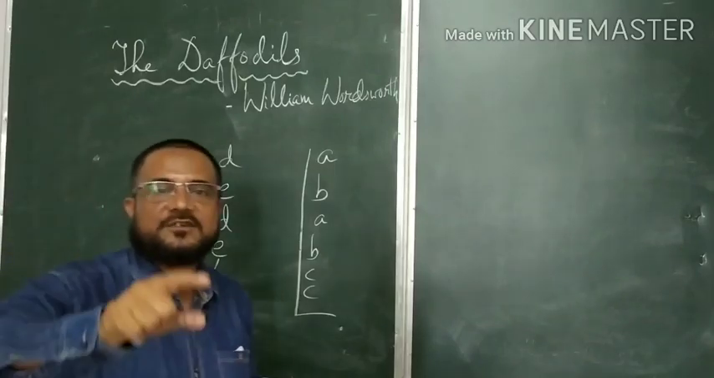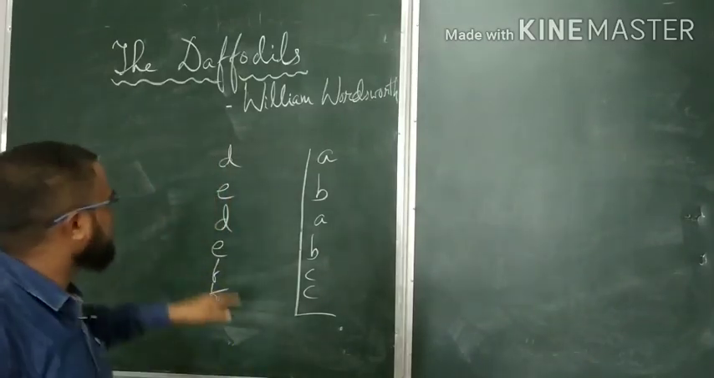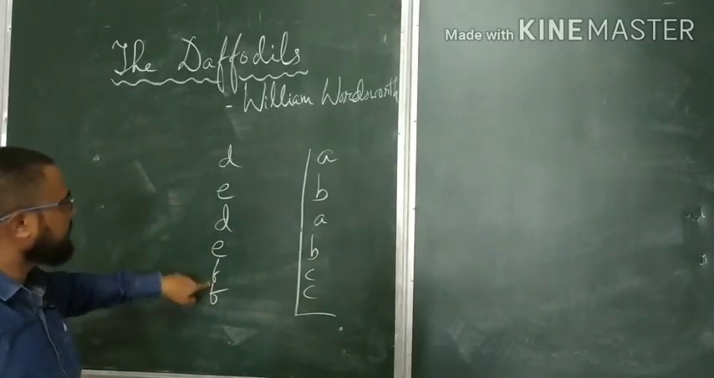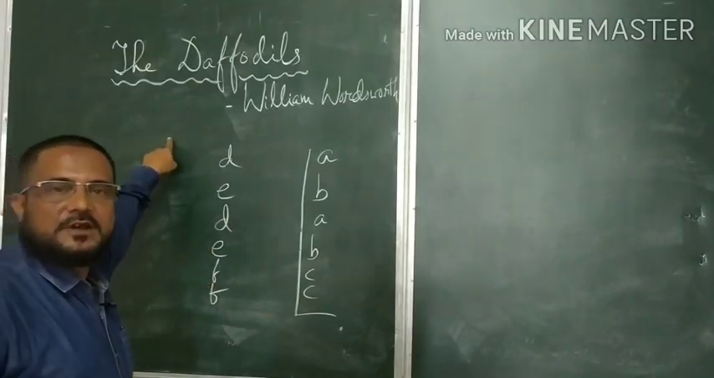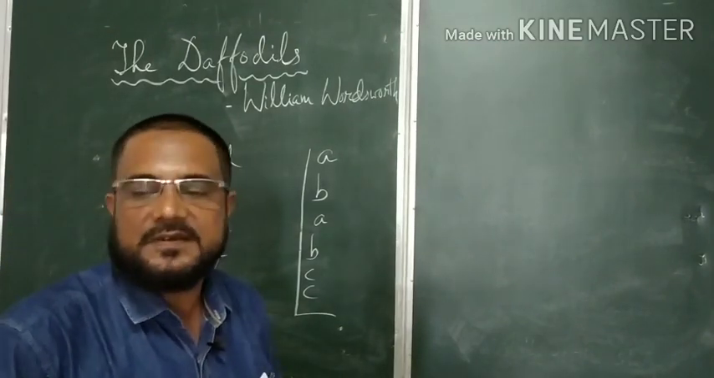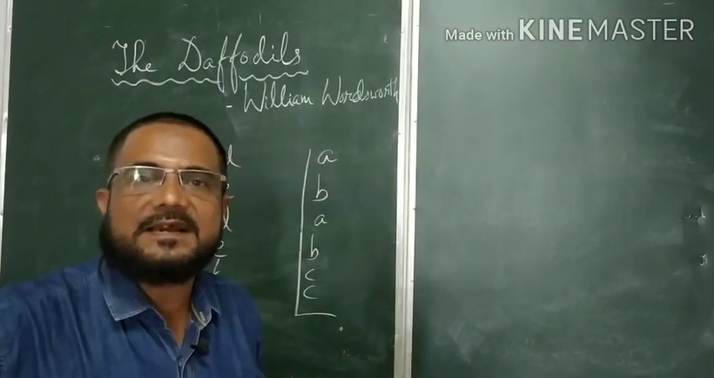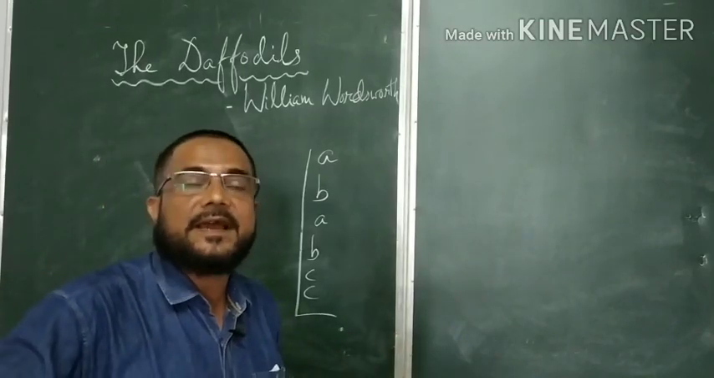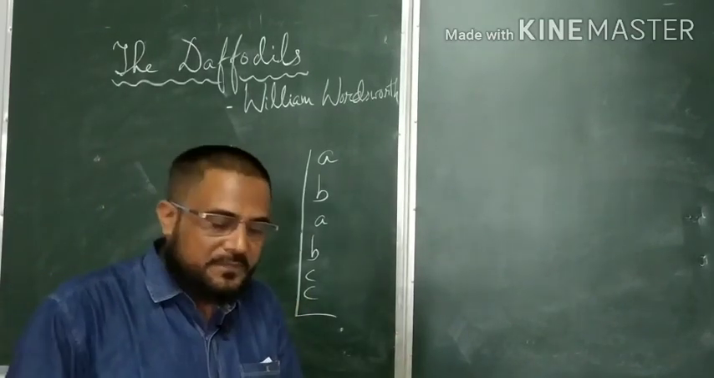And now I will ask you to find out the rhyme scheme. When you find a new sound, after F, we will call it G. Another new sound, H. In this way, you will find out the rhyme scheme of the poem, The Daffodils. This rhyme scheme is one of the techniques by which poets add beauty to their poetic composition.